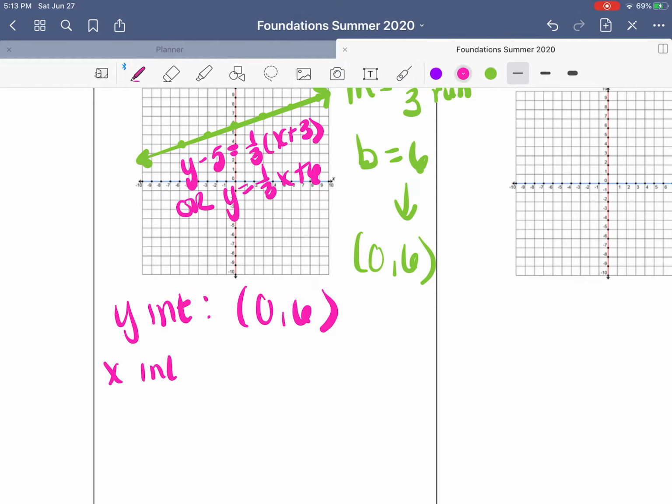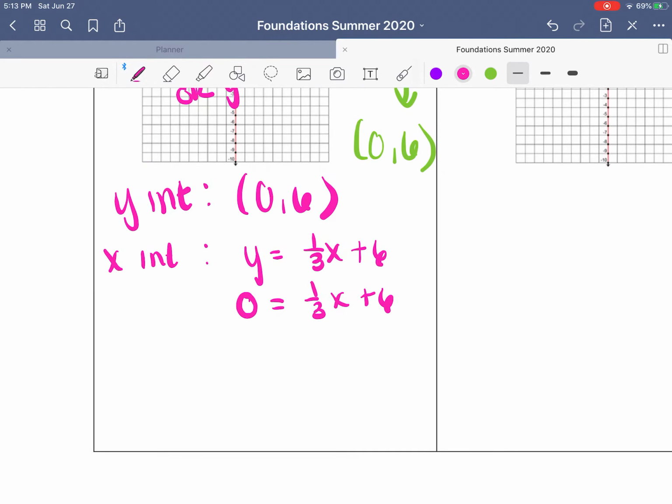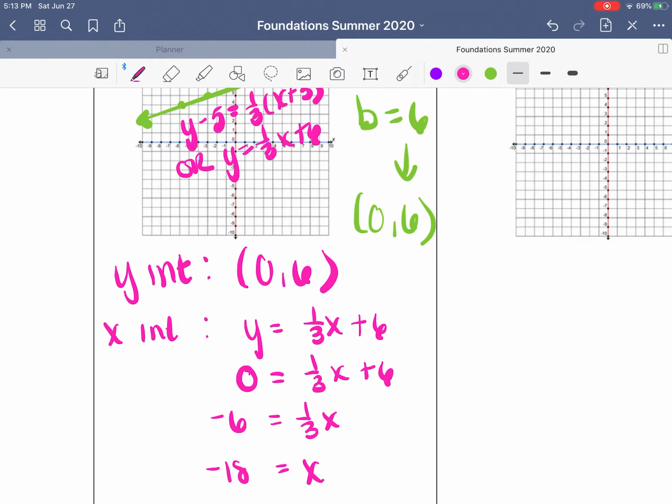So if I wanted to find that, let me use this. I know that y is 0, and then I can solve for x using my solving skills, and we get negative 18. So that's the reason why it wasn't on my graph. It's way over here at negative 18.